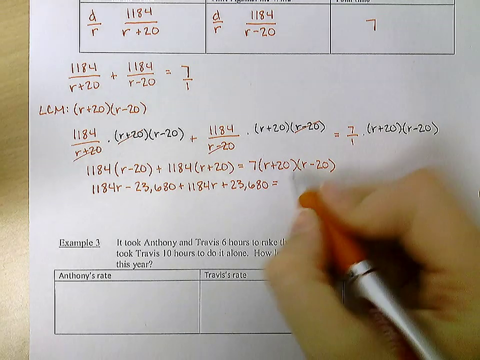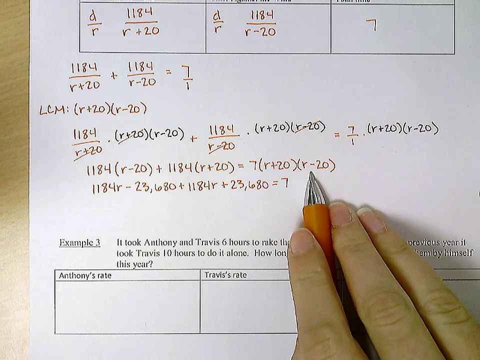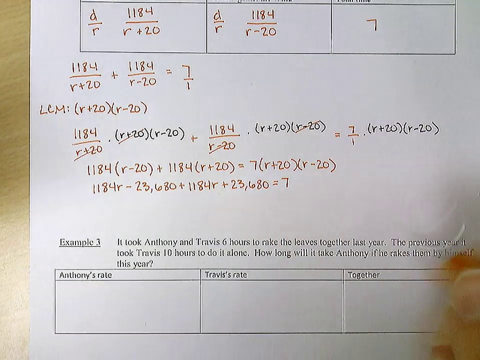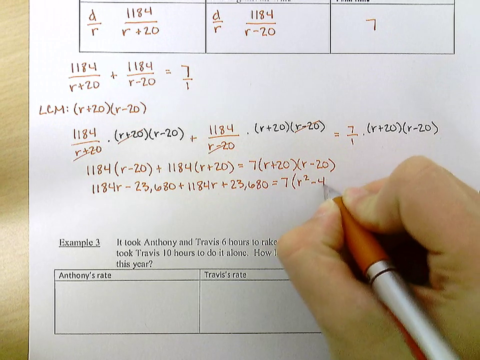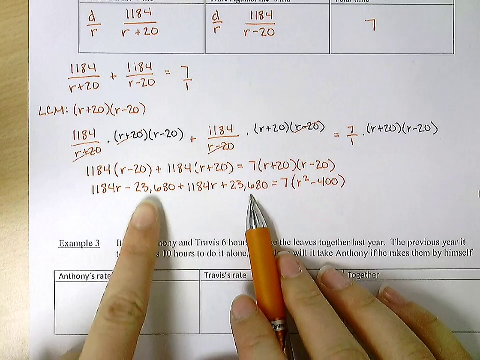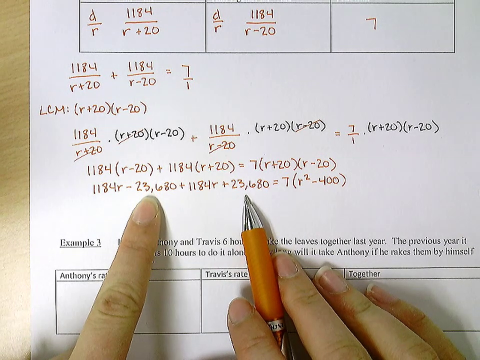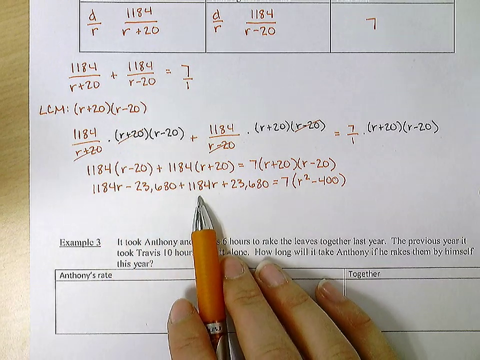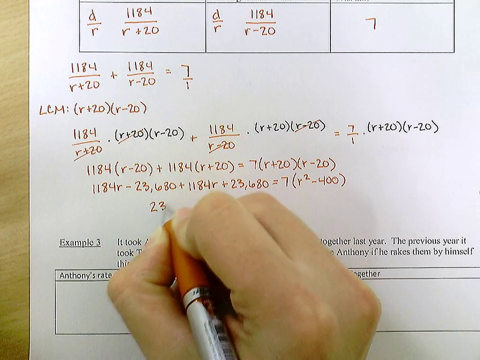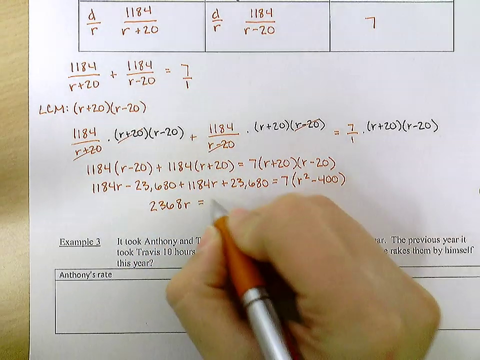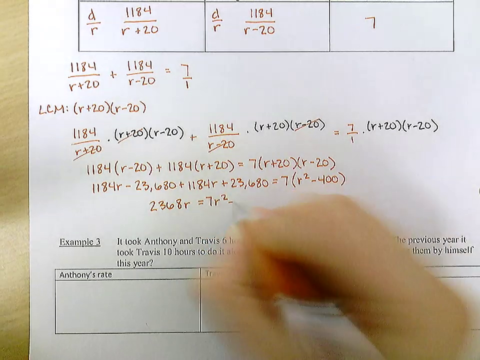Okay, so that's equal to, I'm going to FOIL this out. When I FOIL this out, your middle 2 terms cancel because it's a plus and minus. It's a difference of squares. So I end up with r squared minus 400. Looking back at the left-hand side here, these 23,680s will cancel each other out. So I can add together my like terms here to get 2,368r is equal to 7r squared minus 2,800.